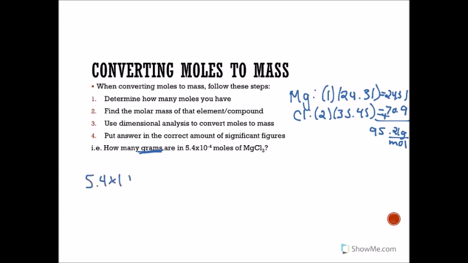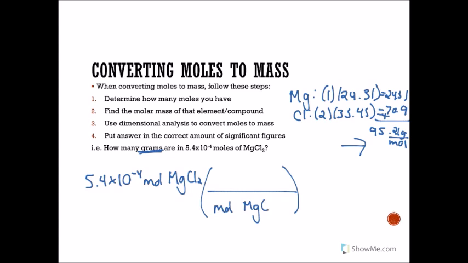Now that we found that, we would start with our number in the question. 5.4 times 10 to the negative 4 moles of magnesium chloride. And if we have moles of magnesium chloride on the top, we are going to need to put moles of magnesium chloride on the bottom from our molar mass. And then our grams has to go on top, which makes sense because we are looking for grams of magnesium chloride.